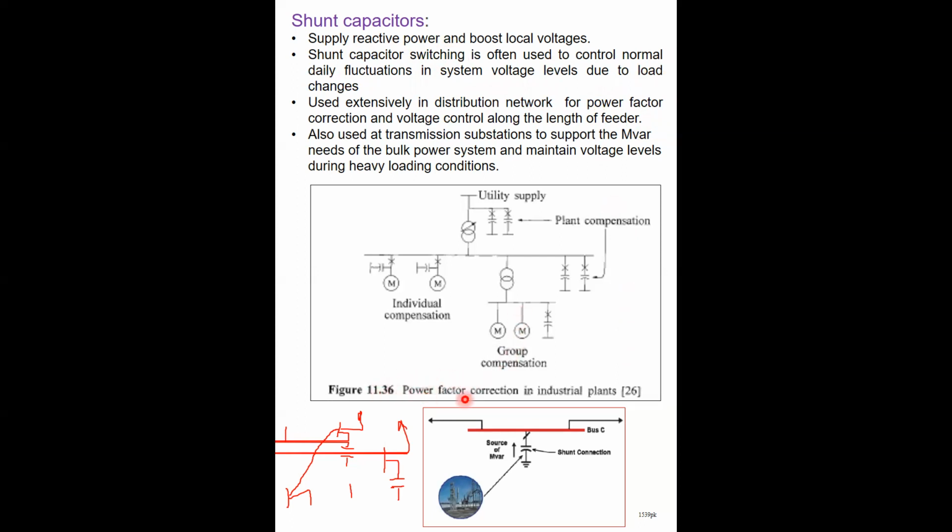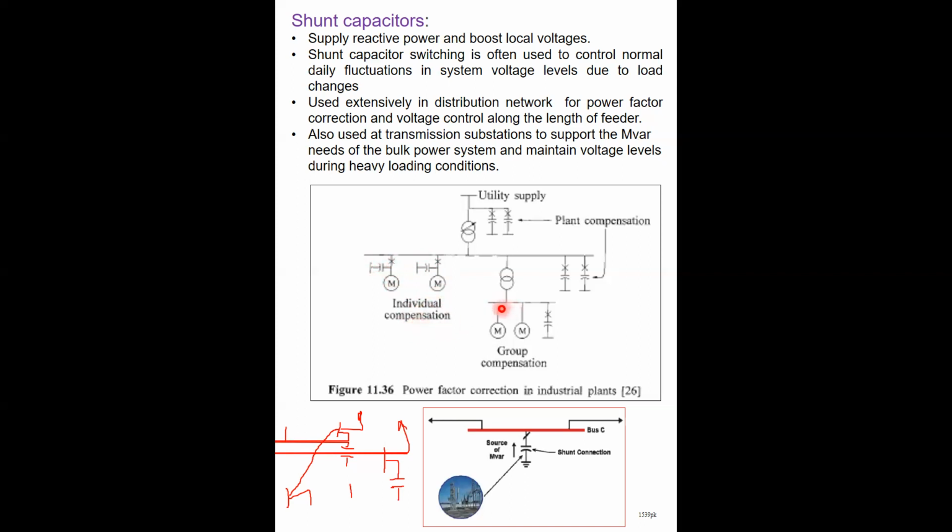As you can see here, this figure is shown for power factor improvement for an industrial unit. You have a power supply from the utility grid through the transformer, and then you step down. This is a common bus, and then you have some large load here. When you have a large motor load, these large motors require individual compensation through a capacitor. So you have a shunt capacitor connected on each motor. This is the individual compensation.